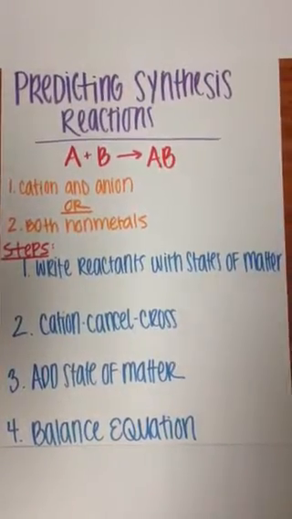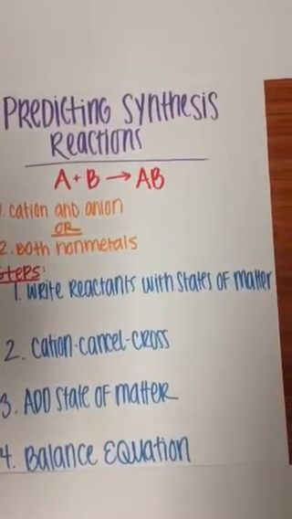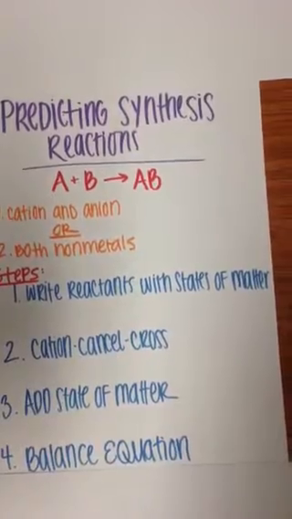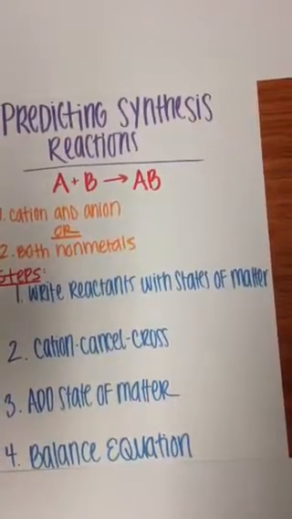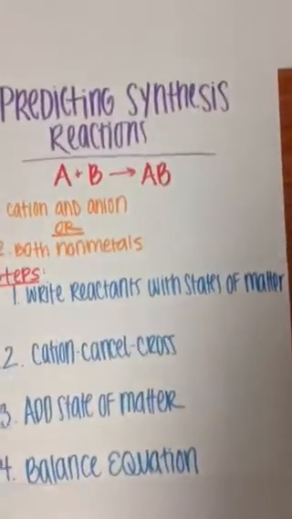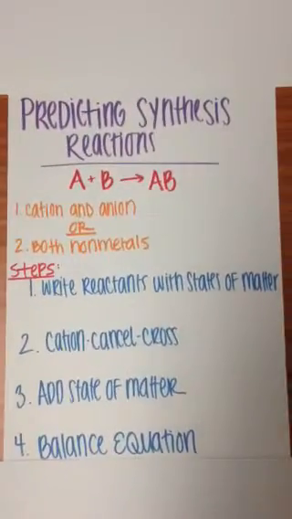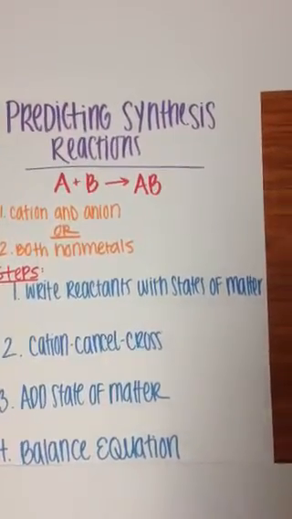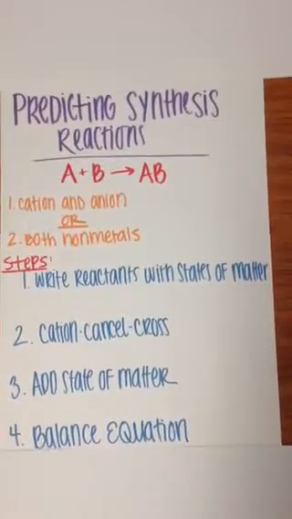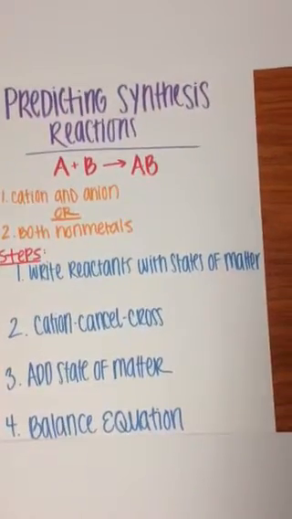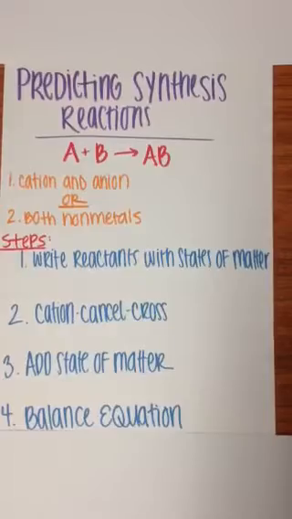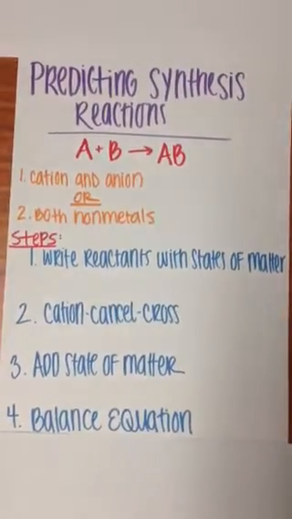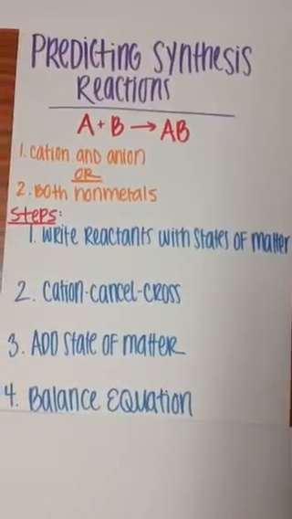Predicting synthesis reactions. Synthesis reactions involve combining two or more compounds to form a more complex compound. As you can see, A plus B is AB. That's the simple form of predicting a synthesis reaction. The criteria is to have a cation and an anion, or both nonmetals.